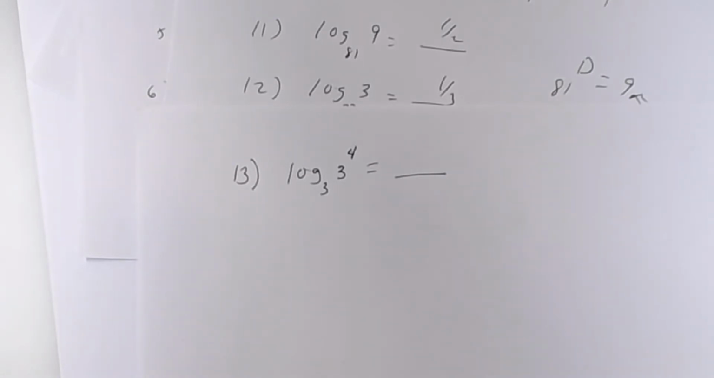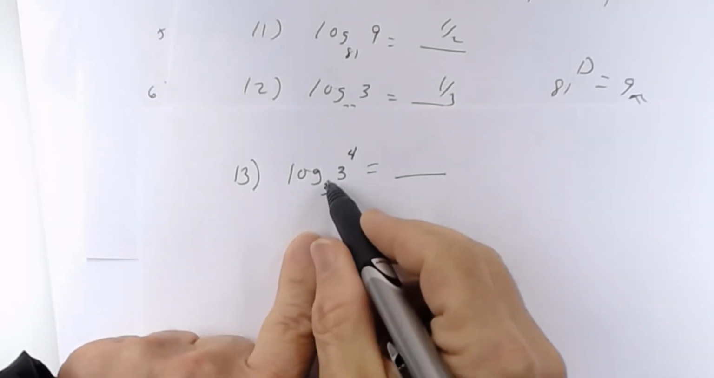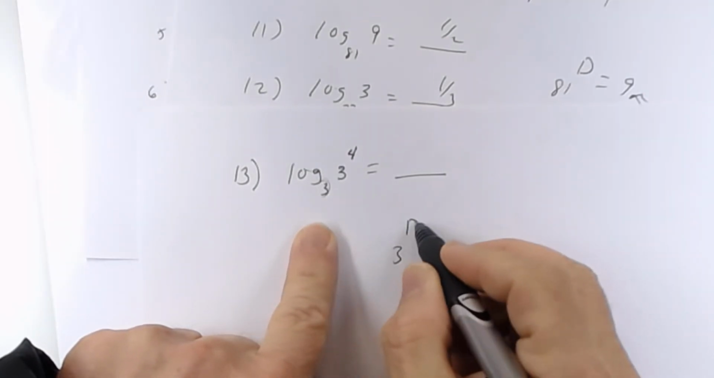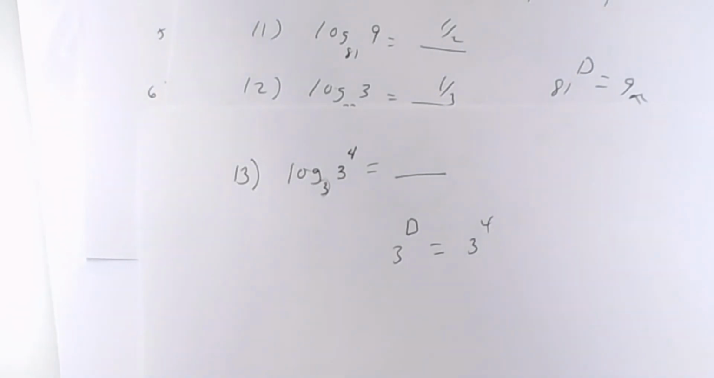You're not using what we've been doing in the previous 12 problems. When we did the previous 12 problems, we said the base is 3. So we say 3 to the blank equals the argument. What's the argument? Come on, guys. Tell me what the answer is. 81.